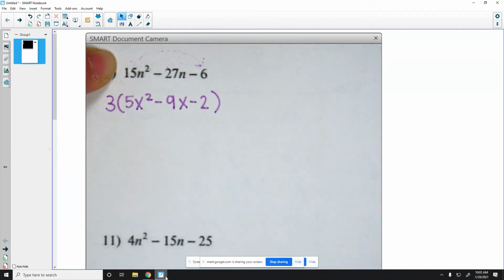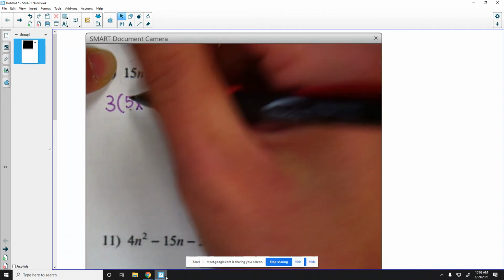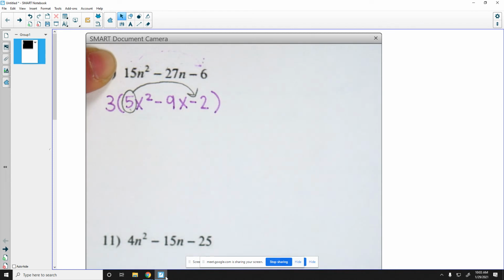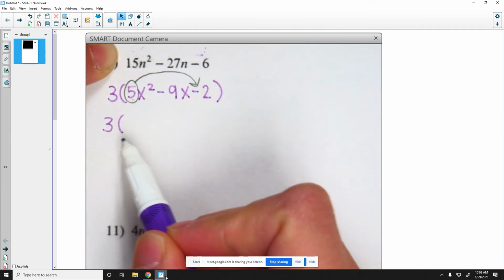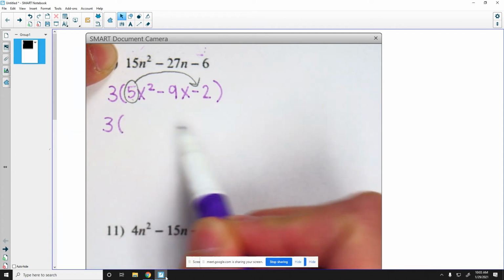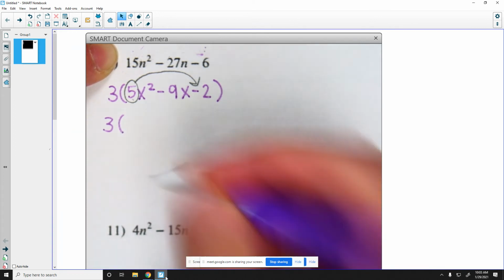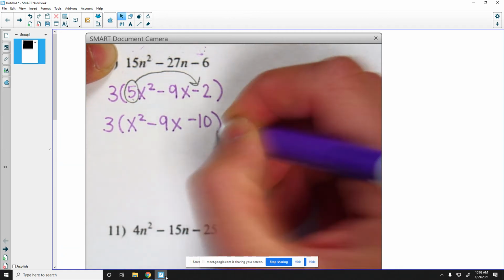Step number 2, magic numbers. I have to do magic numbers because, look, it still starts with a 5. Okay, so don't forget, I still have the 3 out there. Somebody other than Kip, somebody other than Luke online, can you tell me what I have to write now? N squared minus 9n minus 10. Thank you.